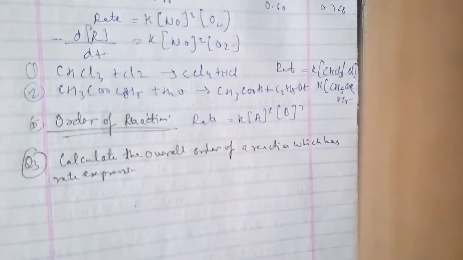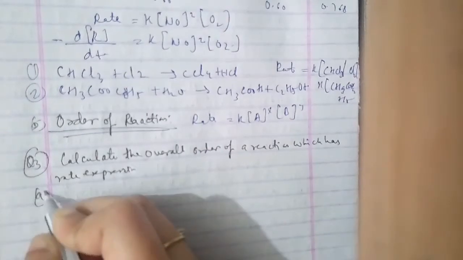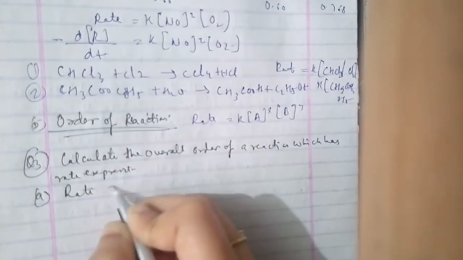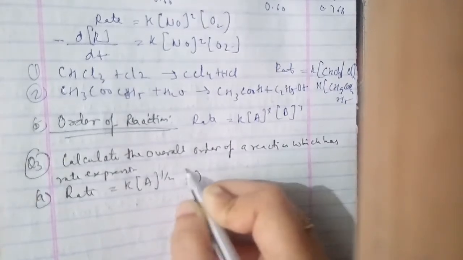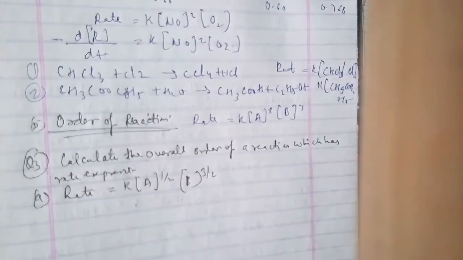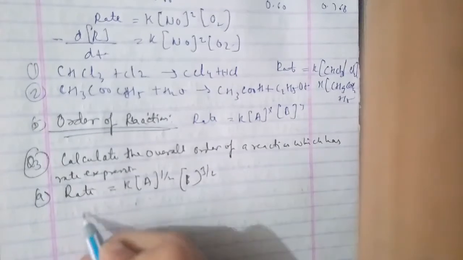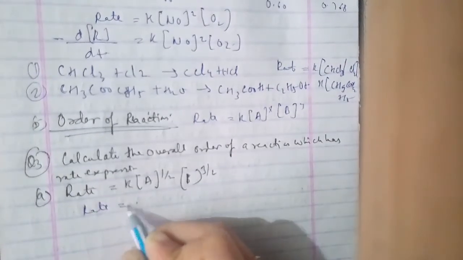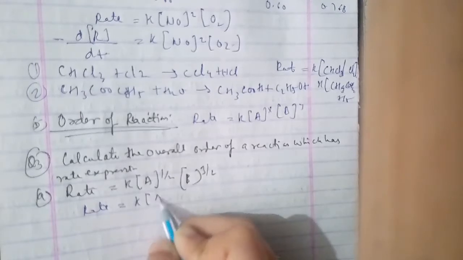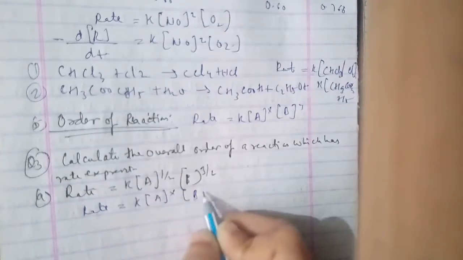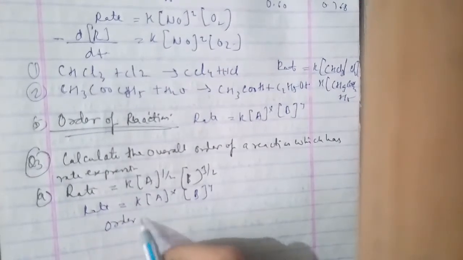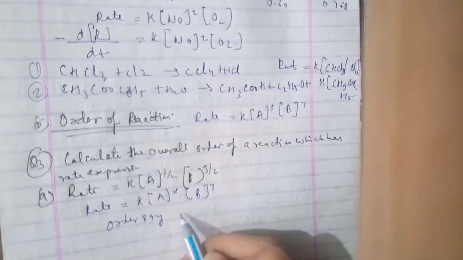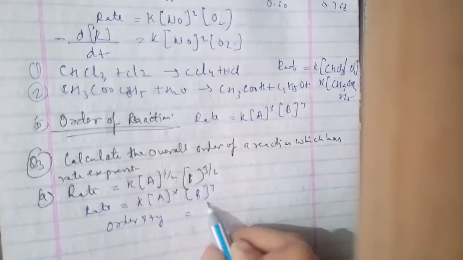So here we have a second order reaction. For the second part of this particular question, we have another one, in the form rate equals k [A]^(3/2) [B]^(-1). So the order is 3/2 plus (-1), which equals 1/2. So here we have a half order reaction.